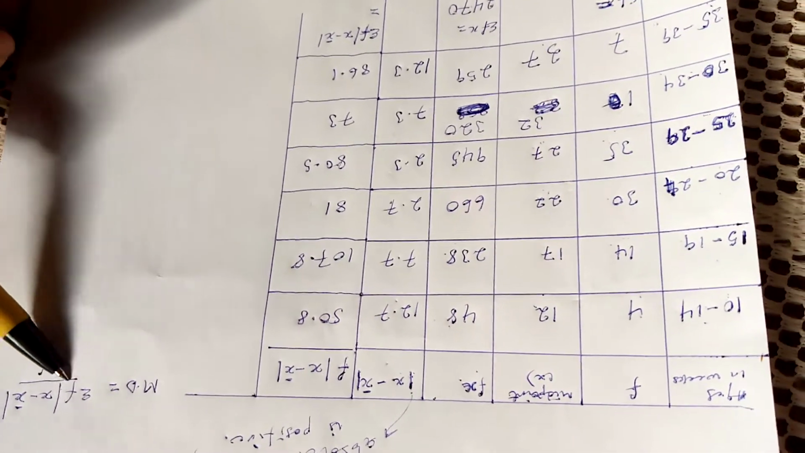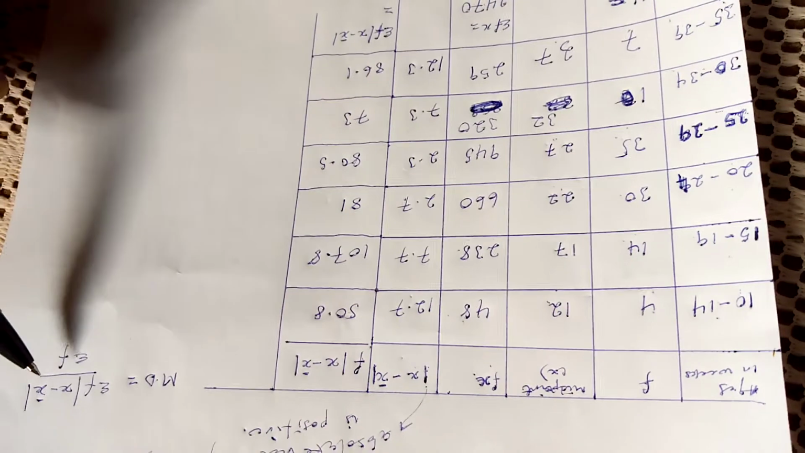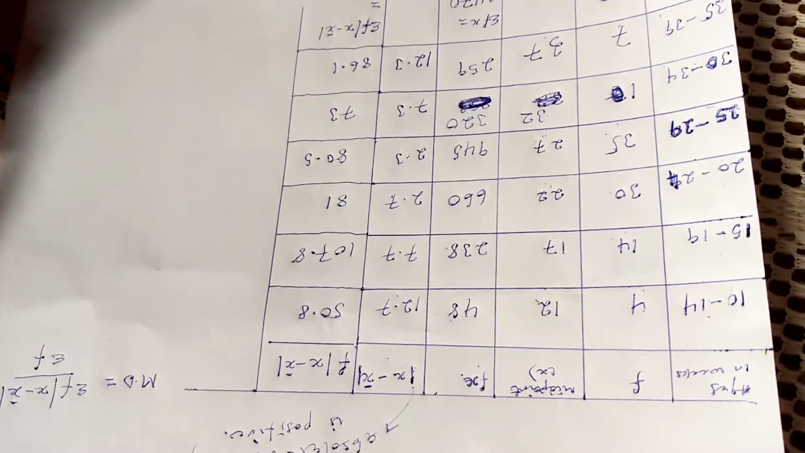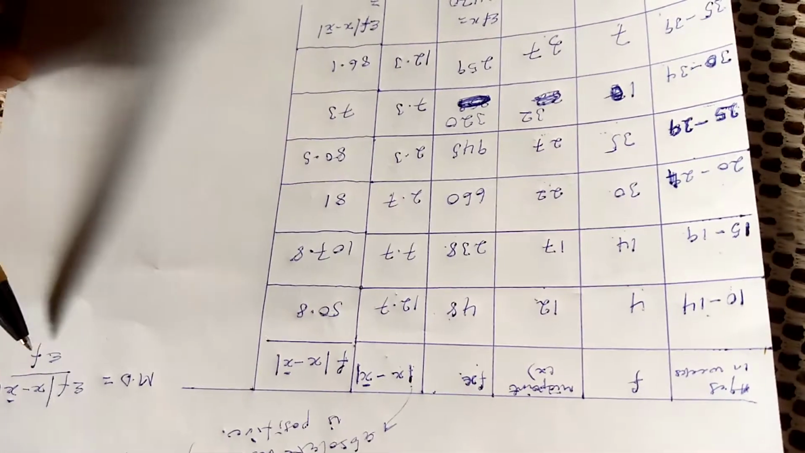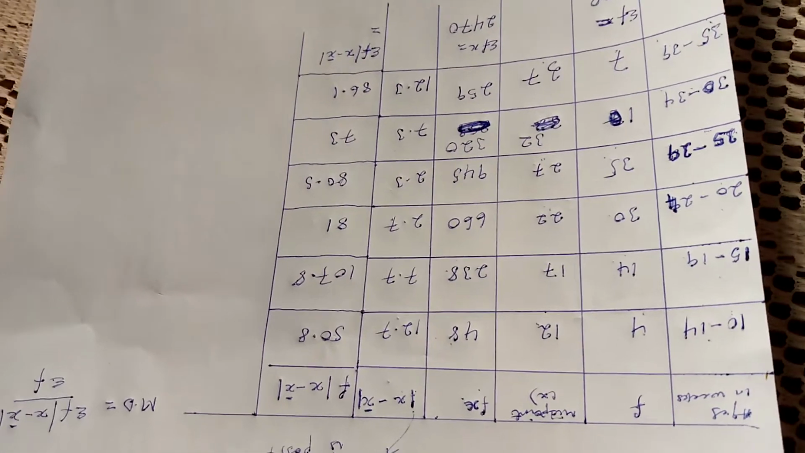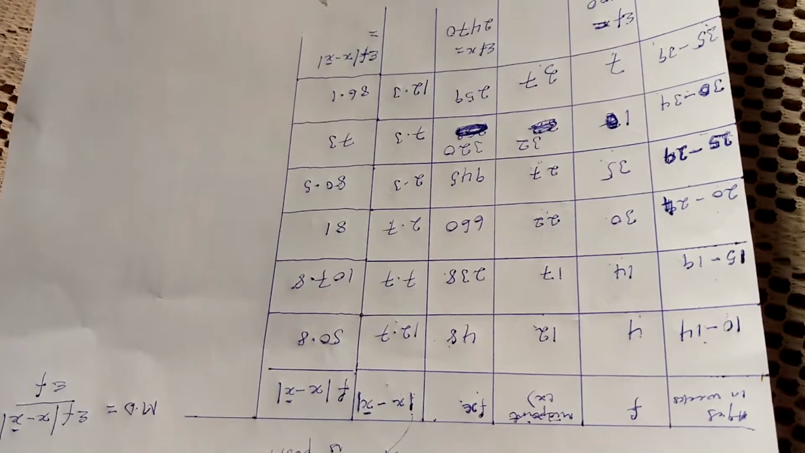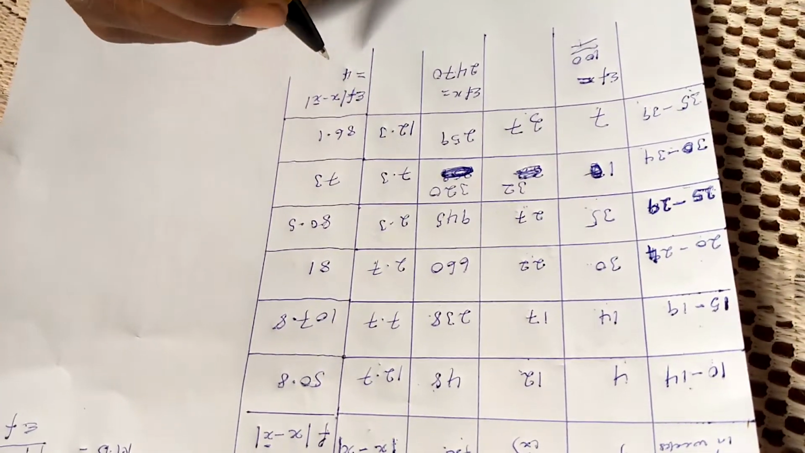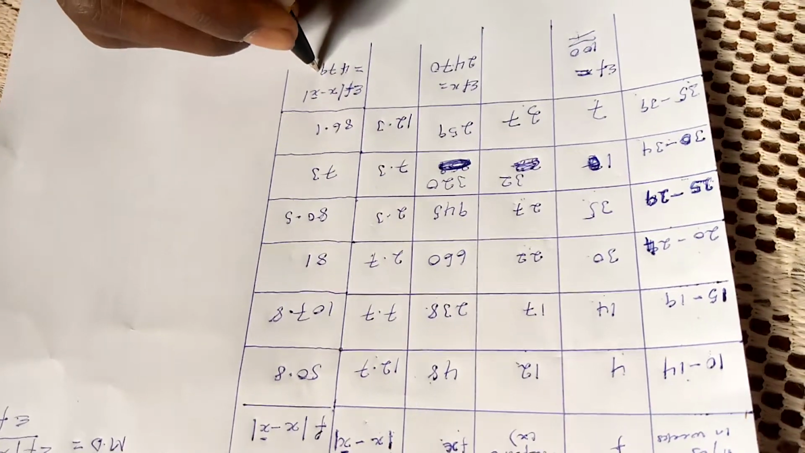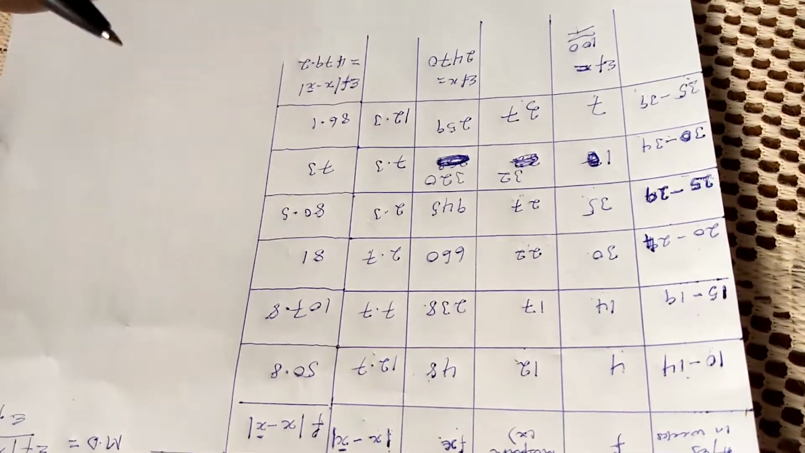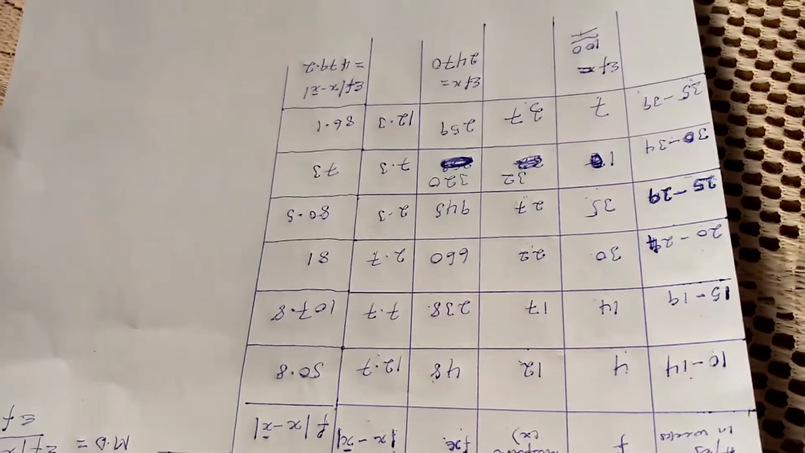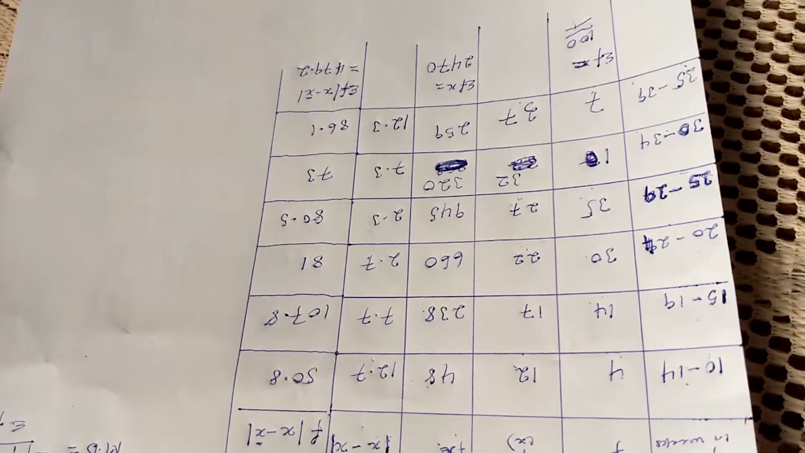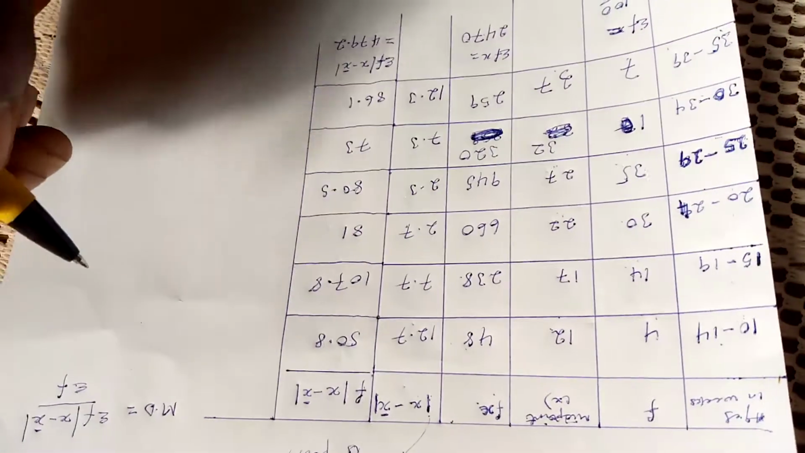Now we need the summation of this, because as you can see on the formula, the mean deviation is equal to the summation of f times the absolute value of x minus x bar, divided by the frequency. If you sum this column, you now have 479.2. Now remember, the formula is this, so we now substitute.